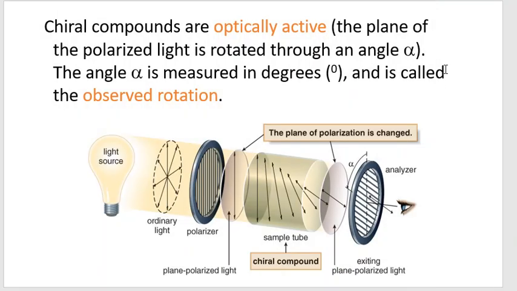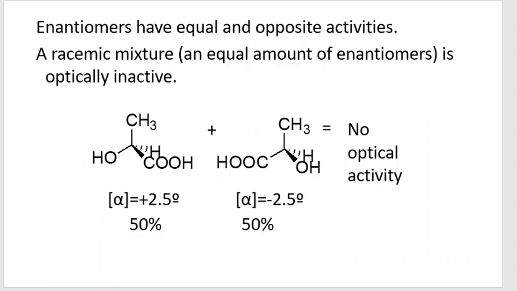All right, so that optical activity is dependent upon concentration or the path length through which the light is traveling through your chiral compounds. It's also dependent on wavelength. In general, enantiomers, remember, are going to be similar. They have equal and opposite activities. So if you have one enantiomer, it's going to rotate your light in the positive direction. The other enantiomer will go in the negative direction.